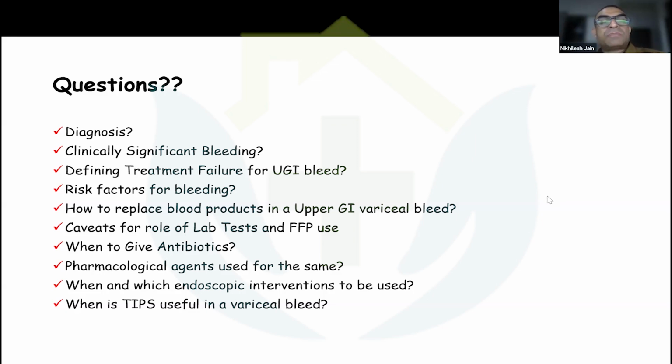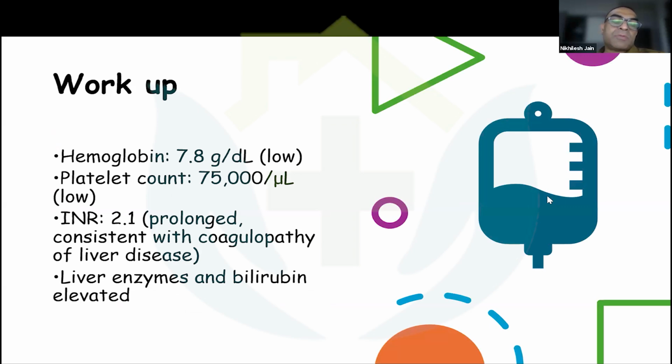So the workup revealed hemoglobin of 7.8 grams per deciliter, which was low. Platelet count of 75,000 per microliter, which was again low. INR of 2.1, prolonged, which is consistent with coagulopathy of liver disease, and liver enzymes and bilirubin were elevated.